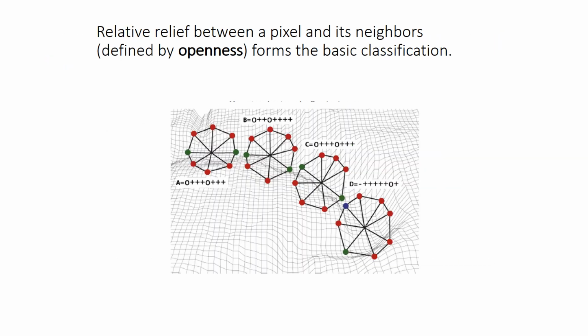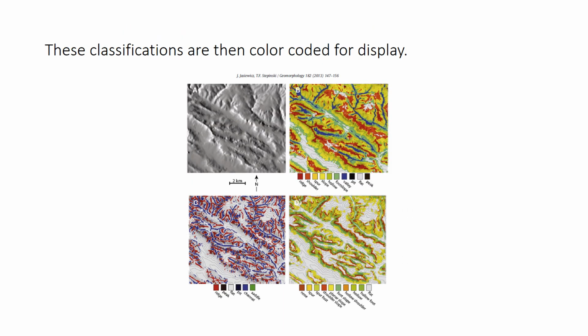The idea here again is you're looking at 8 directions and figuring out whether you're at the same elevation, whether that neighbor is higher, or whether that neighbor is lower, and using that to drive a classification. You can then color code these for display. On the upper left is just a standard hillshade, and then some of the other images are showing different representations based on different threshold values for that geomorphon classification, illustrating things like ridges, foot slopes, valleys, pits, and so on.